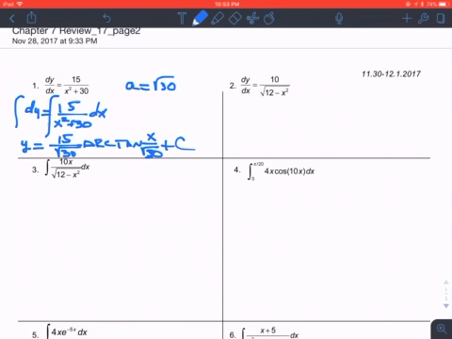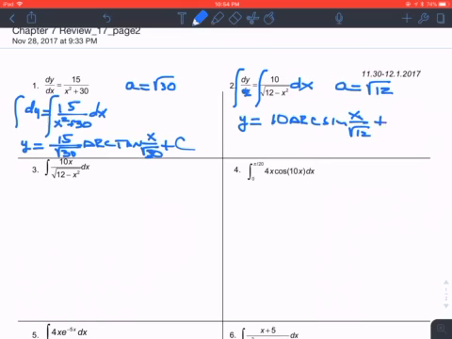Alright, so the second one, we're going to move the dx over this side. Okay, and we're going to integrate it. Hopefully we recognize that this is an arc sine, and a is equal to root 12. But if you remember, there is no 1 over a out front for an arc sine. So I'm going to get y is equal to 10 arc sine of x over root 12 plus c.